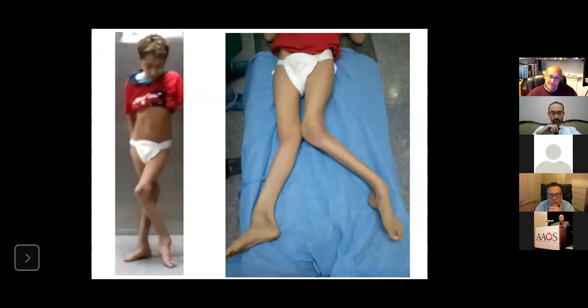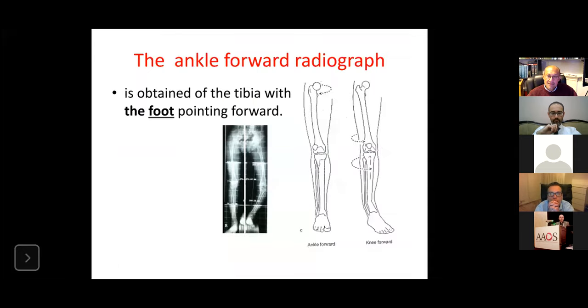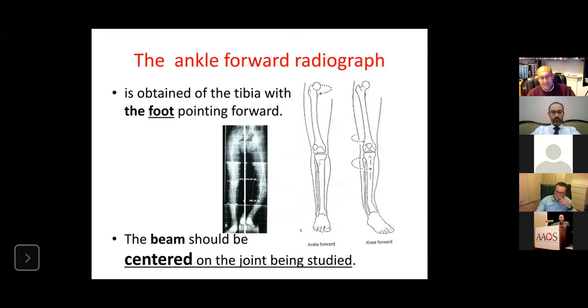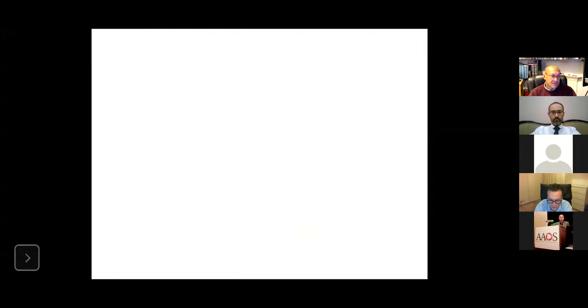Again, this is a clear example for this. First, the ankle forward radiograph. As we had for the knee, where the reference was the patella, here for the ankle the reference is the foot, if it has no deformities. So the foot here should be pointing forward to have a proper ankle anteroposterior view, irrespective of the position of the patella. I shouldn't consider the patella here in my calculations. I should respect the ankle with the foot without looking at the patella. The most important point again is that the beam should be centered on the ankle. So the X-ray tube should be lowered down to the level of the ankle.